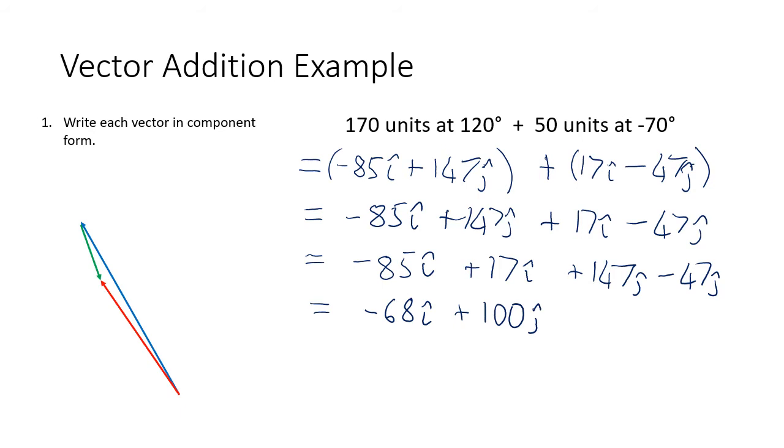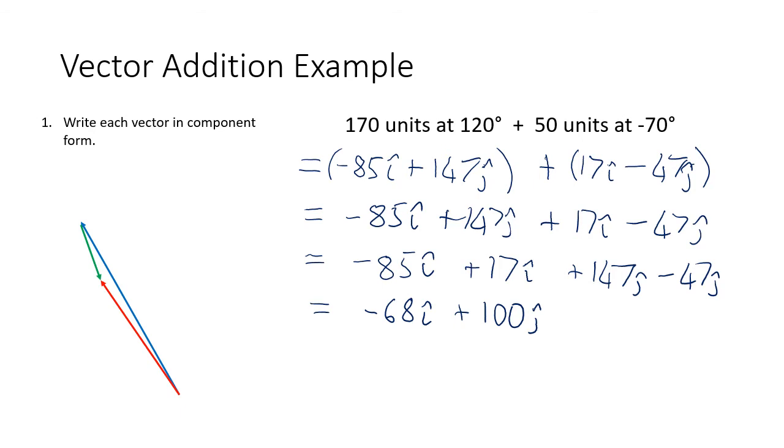And there we have our answer. There is the sum of those two vectors expressed in component form. The sum of those two vectors is a vector that's pointing 68 units to the left and 100 units up. And if we look back at our original diagram, we can see that red vector appears to be something very similar to that, so we're probably right. If the point of the question was just to figure out the sum, then that's a perfectly valid answer.